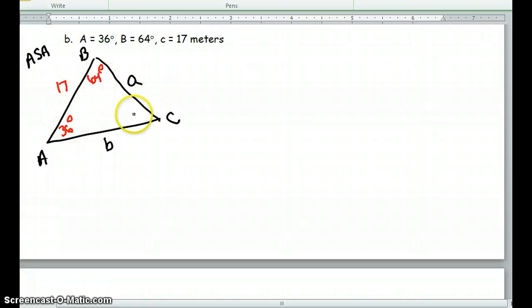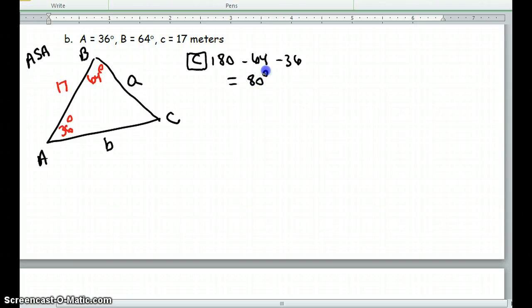First angle I'm going to find is C. Now, this is going to be 180 minus 64. So again, the sum of the angles of a triangle is always 180, minus 36. And then when you run that through your calculator, you're going to get 80 degrees. So that guy's going to be 80.